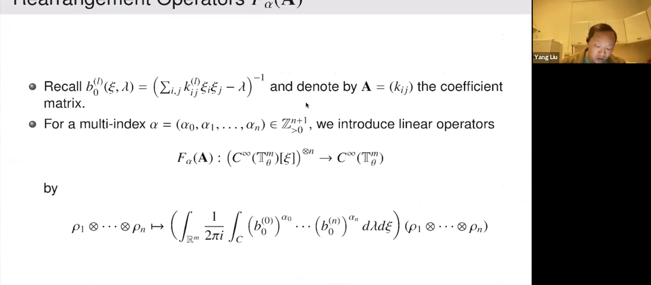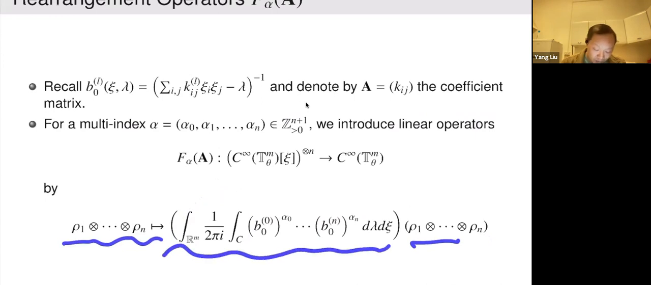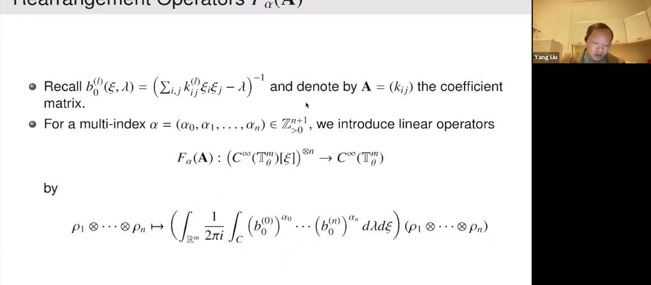Now we take this integration into account. By the formula I just showed you before, the heat coefficient will be the sum of terms like that. In this process, from rho 1 to rho n through this integration, we basically have a linear operator acting on these rho. So this integration, abstractly, is a linear operator.